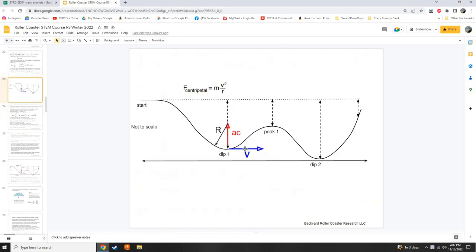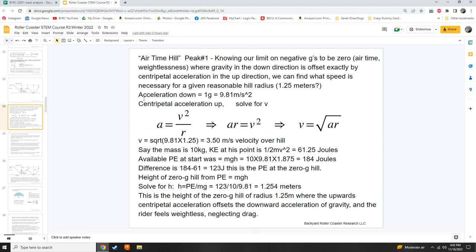So, the airtime hill. When you kind of get weightless right over here, when the track is pulling the cart down and your body's kind of lifting up, the cart is actually accelerating toward the center of the curve, and so as the cart accelerates away from the person, you kind of feel a little weightless, or maybe completely weightless, or even the negative G's would mean you actually have to hold yourself in the cart. So we do the math here.